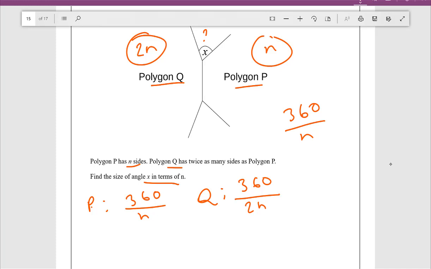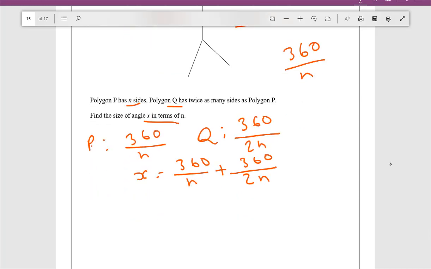So we can say x, the both exterior angles, x will be these two exterior angles together for both shapes because it's in between the two shapes. So we can say x is equal to 360 divided by n added to 360 divided by 2n. So both exterior angles together is x. Now all we have to do is solve this equation.